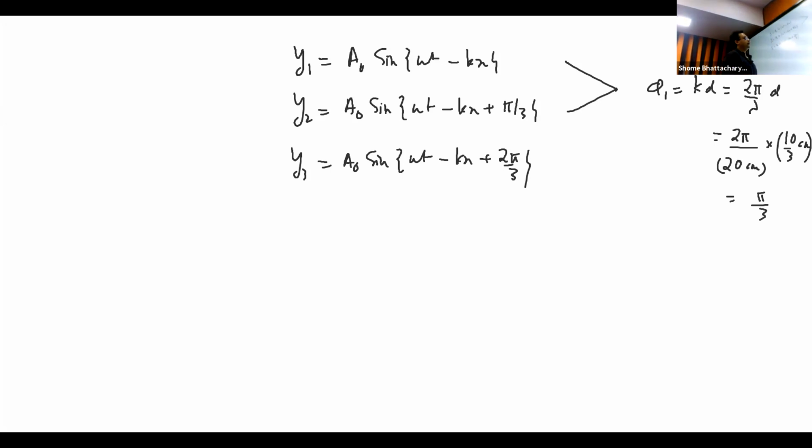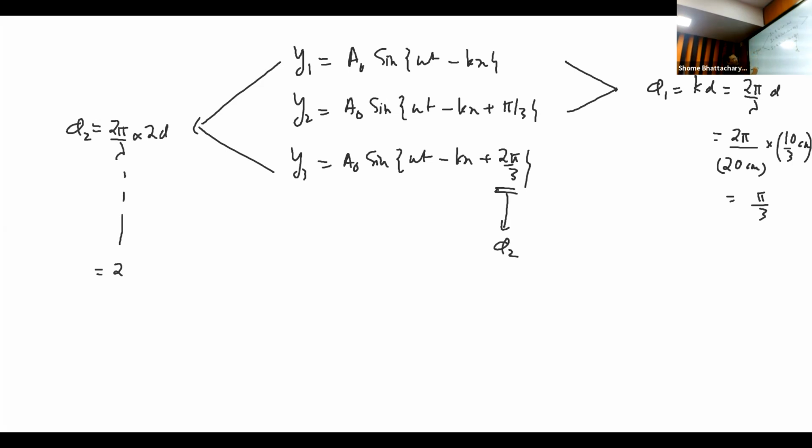Similarly, between this and this, if I write that phase difference as φ2, this here is my φ2. So φ2 would have come out to be 2π/λ into 2d. By doing all that calculation, it would have come out to be 2π/3.